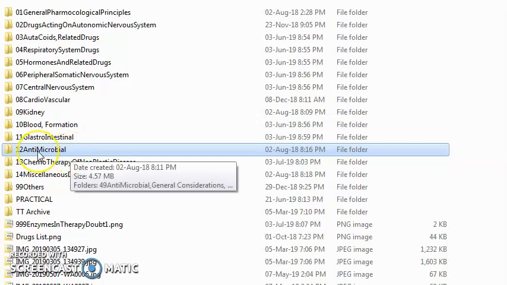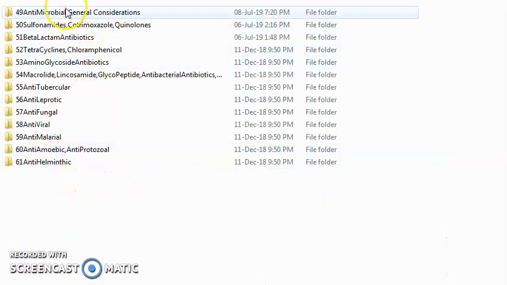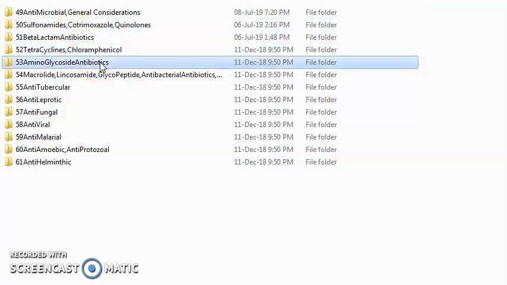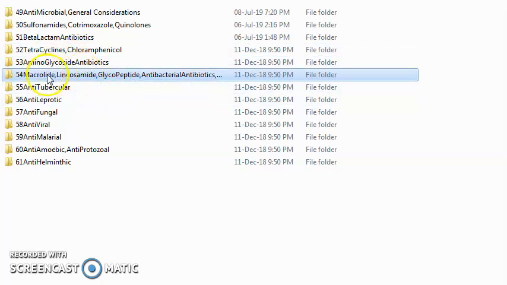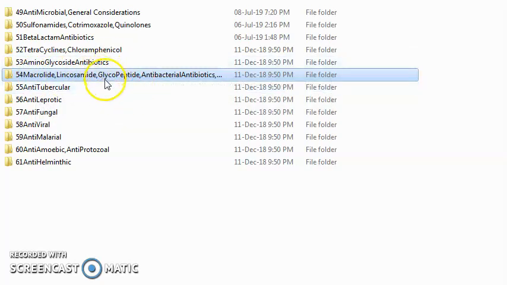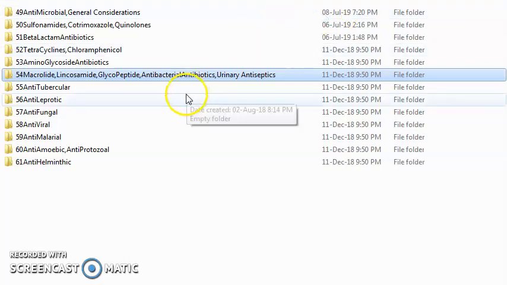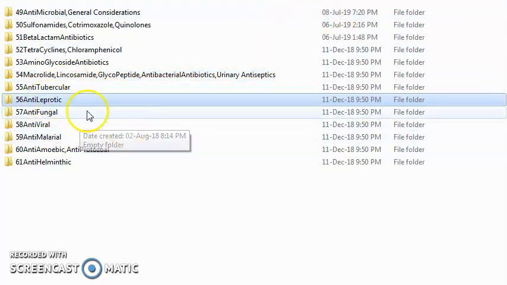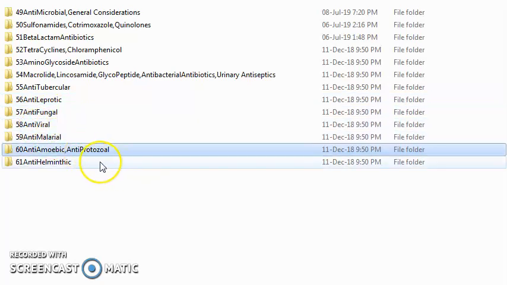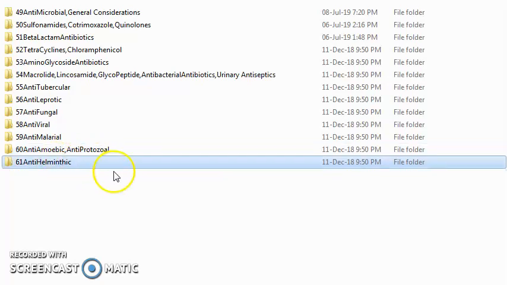Then coming to antimicrobial drugs, you have the sulfonamides, beta-lactam antibiotics, tetracyclines, chloramphenicol, aminoglycoside antibiotics like streptomycin, gentamicin, macrolides like erythromycin, lincosamides like clindamycin, glycopeptides like vancomycin, antibacterial antibiotics, urinary antiseptics, antitubercular drugs, antileprotic drugs, antifungal drugs, antiviral drugs, antimalarial drugs, anti-amoebic, antiprotozoal drugs, anti-helminthic drugs.